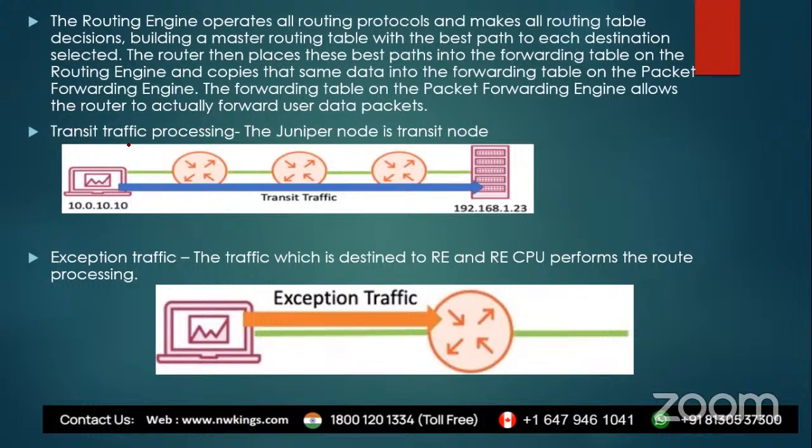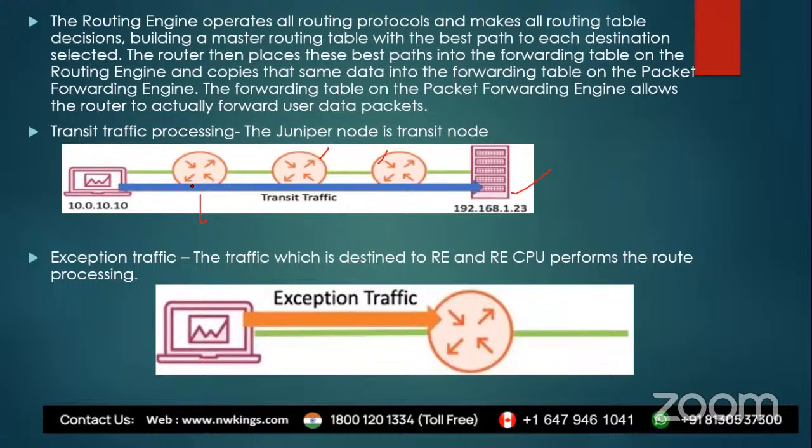So the transit traffic, if you see in this diagram, this is the computer and this is the server. I want to access this server, 1.23. These are the Juniper routers: router 1, router 2, router 3. Router 1 is connected to the PC. If I'm trying to access this server, the packet will arrive at R1. R1 will do the route lookup. In the IP header, it will check that the destination address is 1.23, which is not pointing to me. So it will check the routing table and forward the packet to R2.